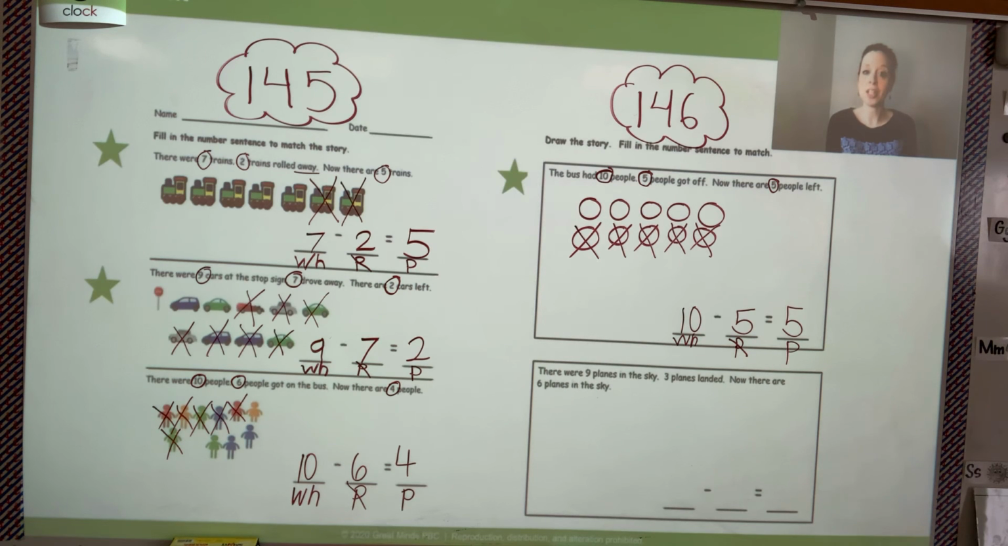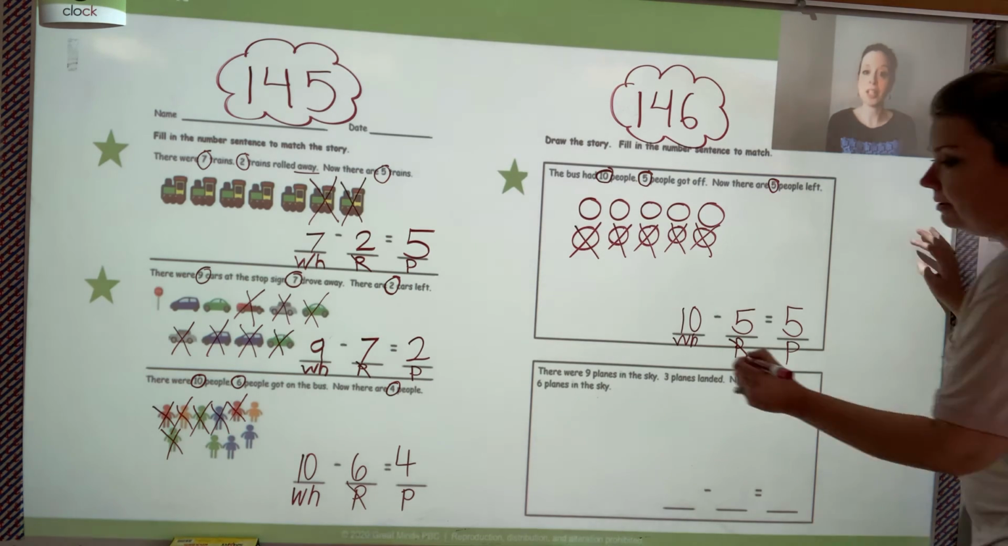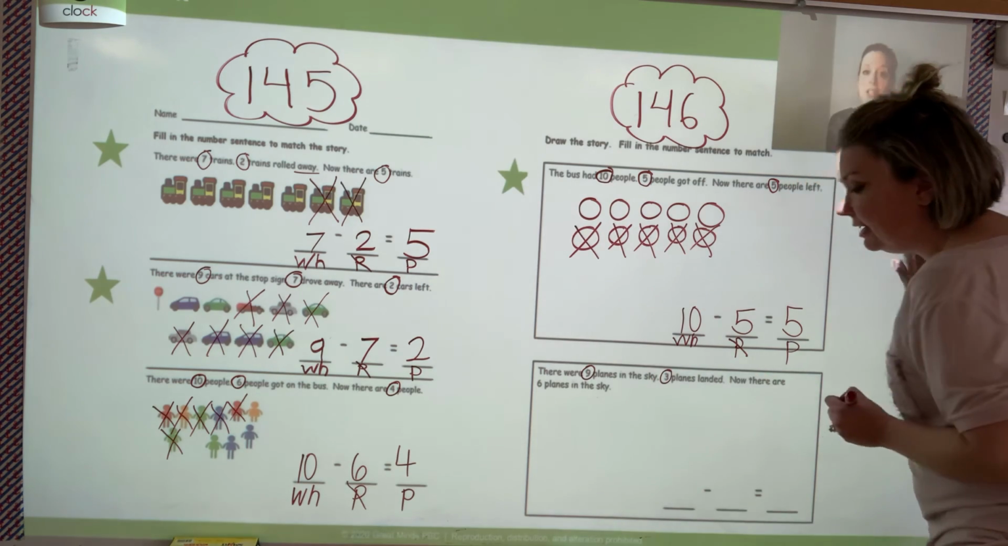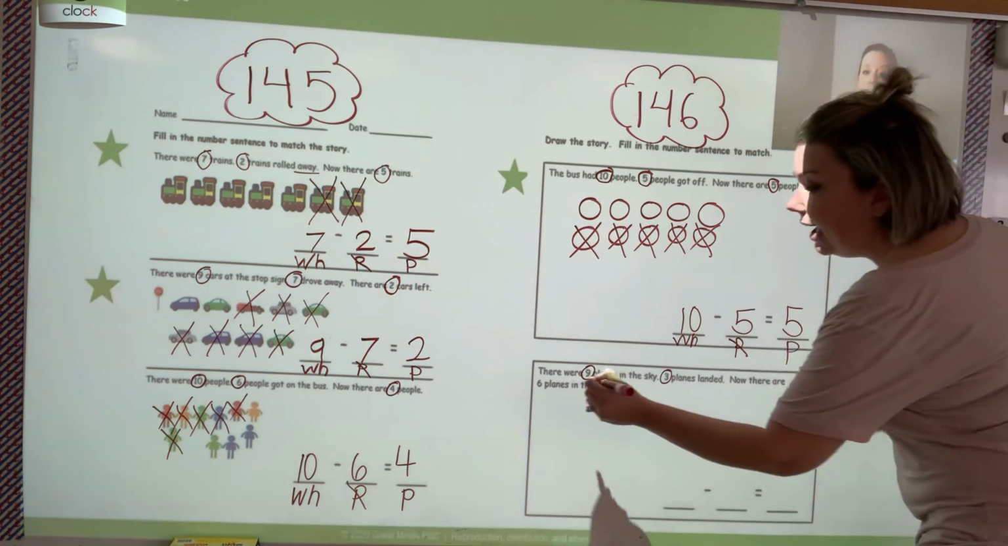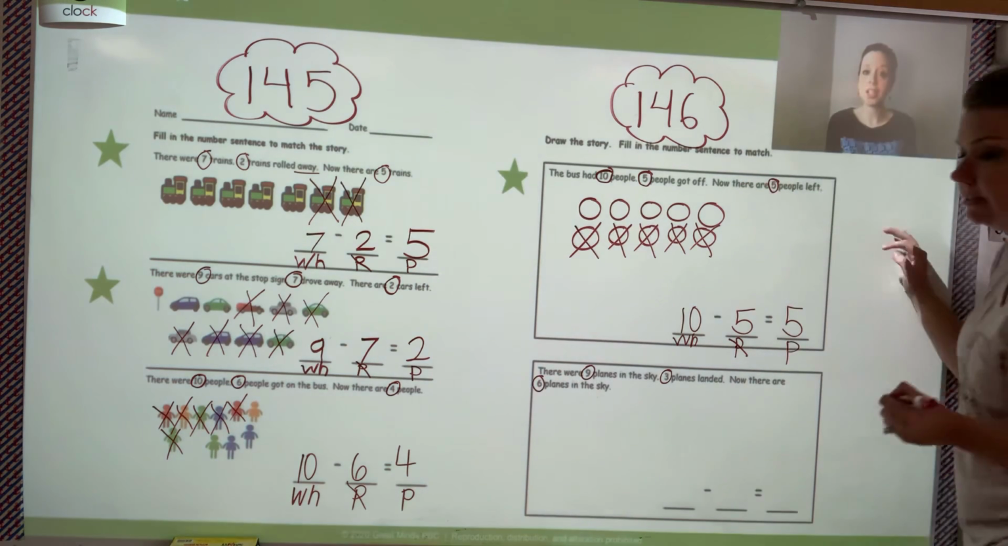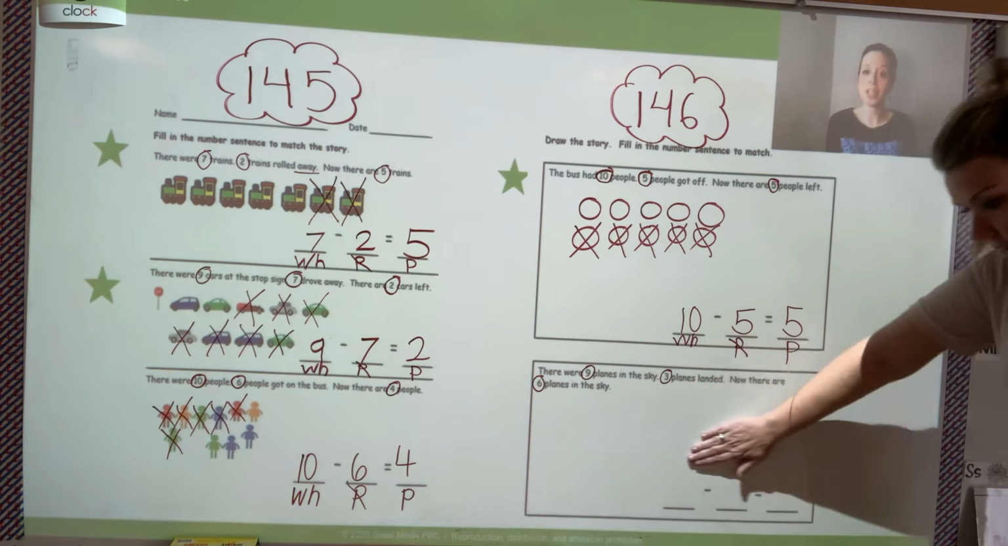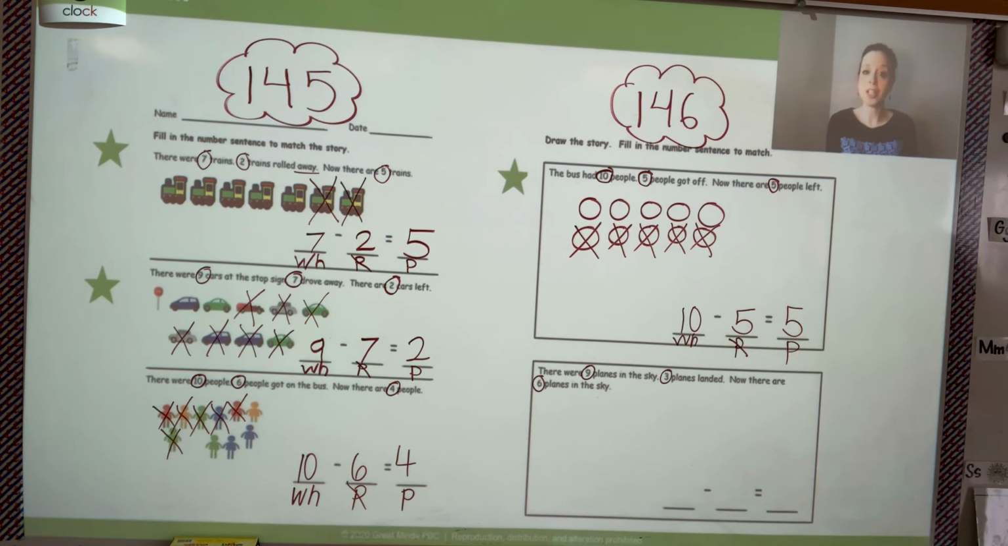Let's look at the bottom picture. You're going to do this one, or the bottom question, all by yourself. We're not going to go over it, but I will stay on in case you have a question. Let me read it to you. There were 9 planes in the sky. 3 planes landed. Now, there are 6 planes in the sky. Draw a picture to go with this. Don't forget to cross off, and then write your number sentence.